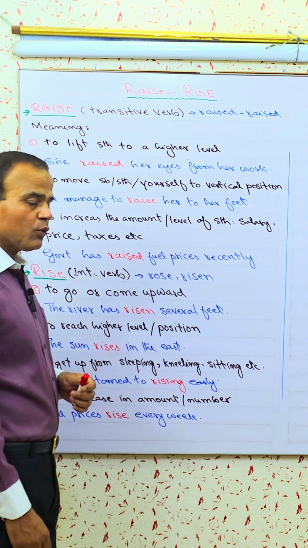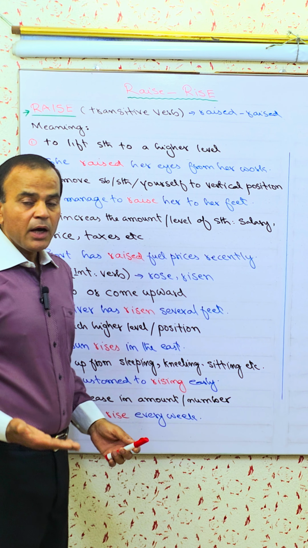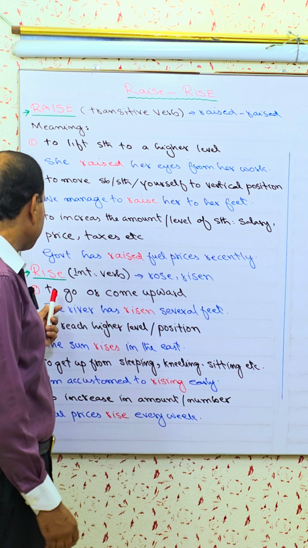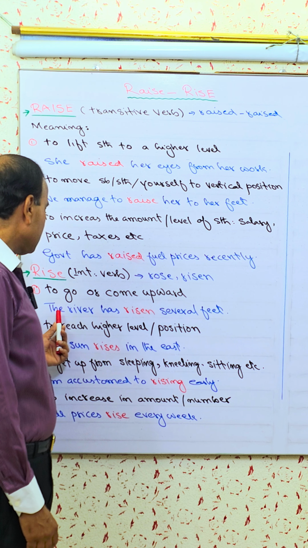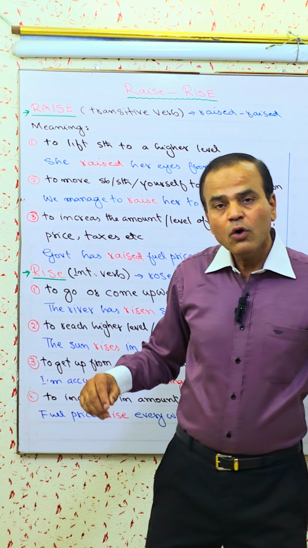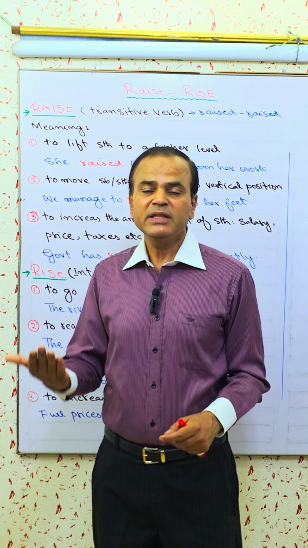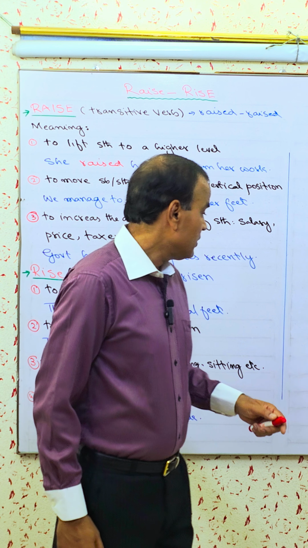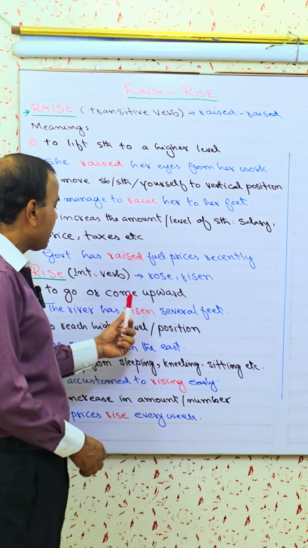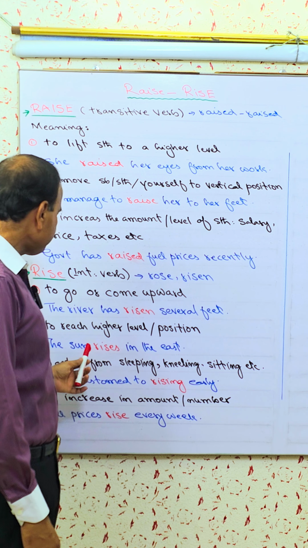The first meaning of the verb rise is to go or come upward. Means something which was down and then it comes upward, we say it's rising. Like the river has risen several feet. The level of the river water was down and now it has risen, means come up. Here it shows the work was done by the river and it affected the river. That is actually the basic definition of intransitive verb.